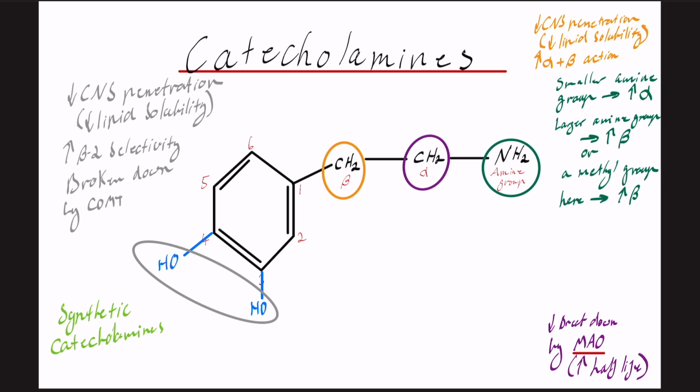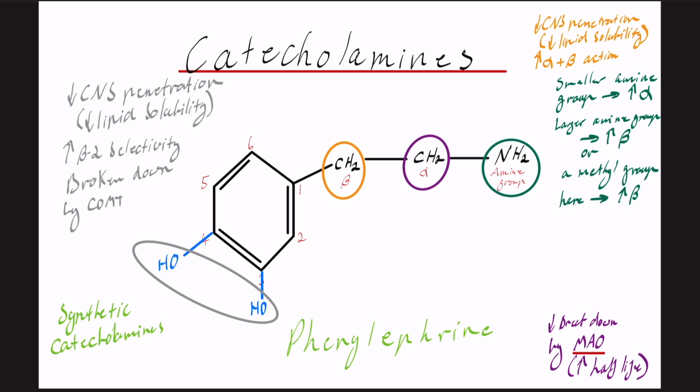So in the last video we talked about endogenous catecholamines, and these were noradrenaline, adrenaline, and dopamine. Now we're going to talk about synthetic catecholamines. Synthetic catecholamines, just like all our other catecholamines, have this basic backbone structure, but we add on different groups to the beta and alpha carbon atoms, or the amine groups, to give it its beta and alpha selectivity. So the first one we're going to talk about is phenylephrine.